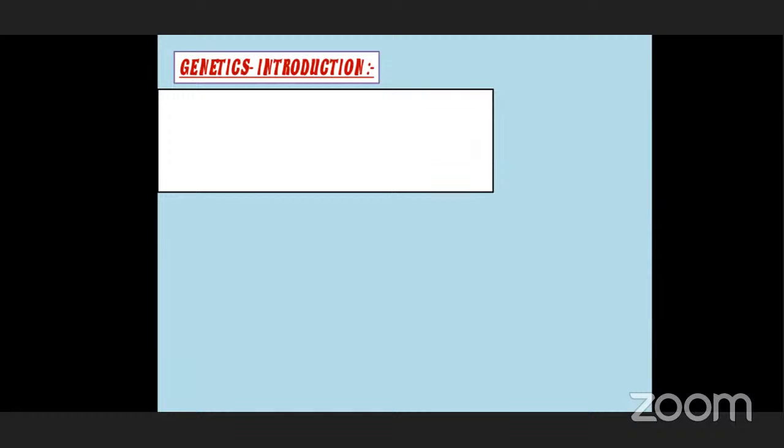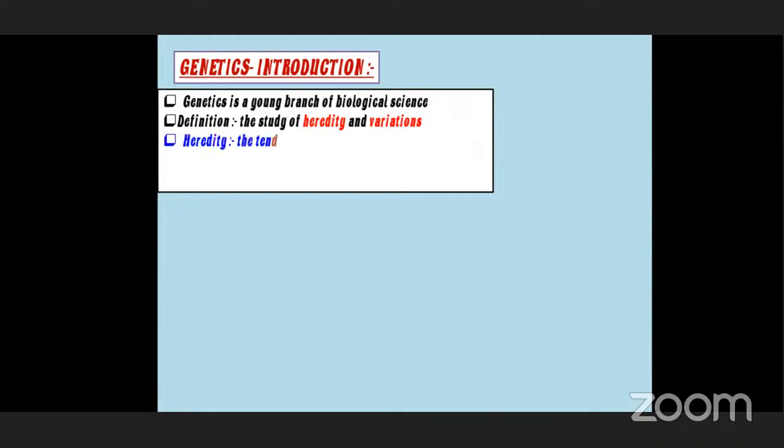We commonly hear the word genetics in our daily life. First, we have to know what genetics is. So, students, genetics is the young branch of biological science. This is an advanced, well-developed young branch in biology. If you observe the definition of genetics, genetics is the study of heredity and variations. Study of heredity and variations.